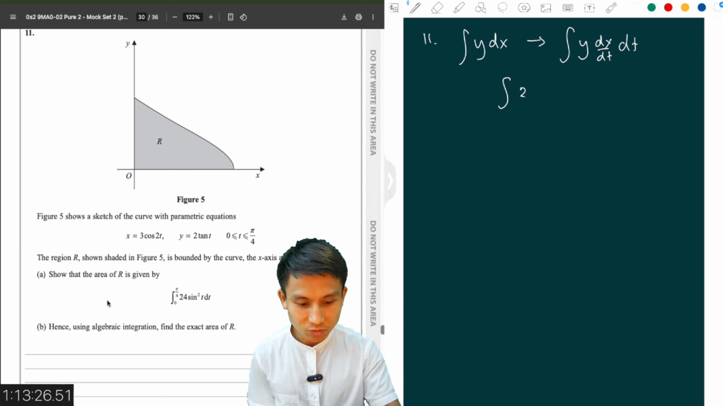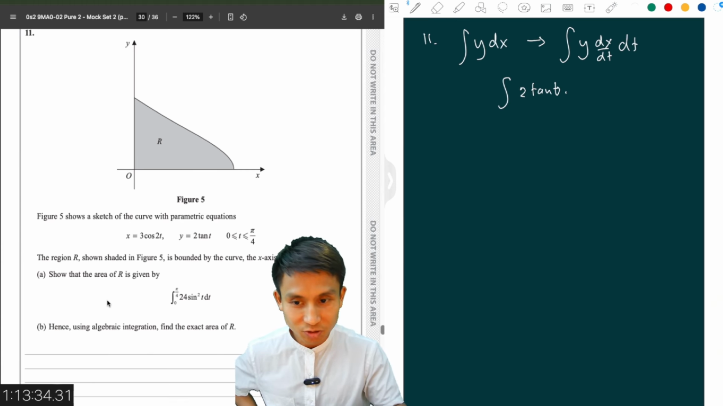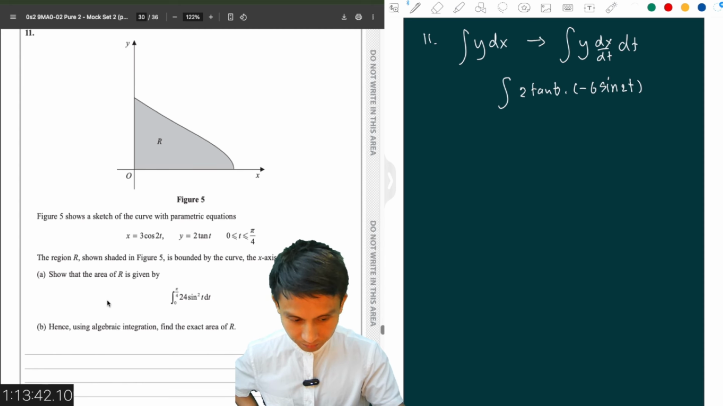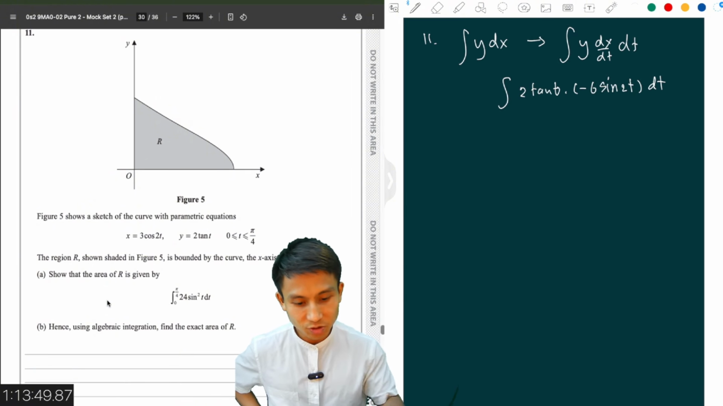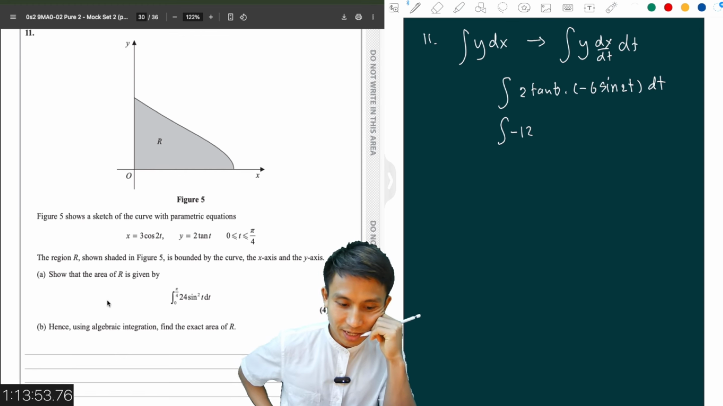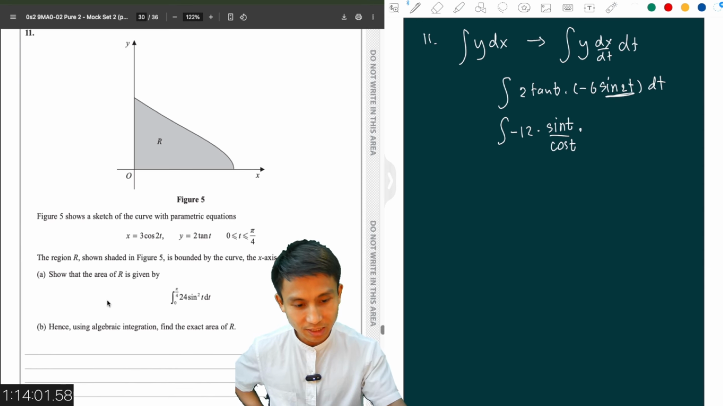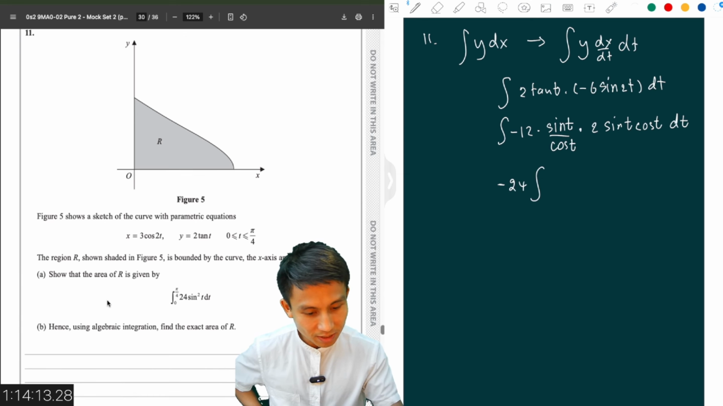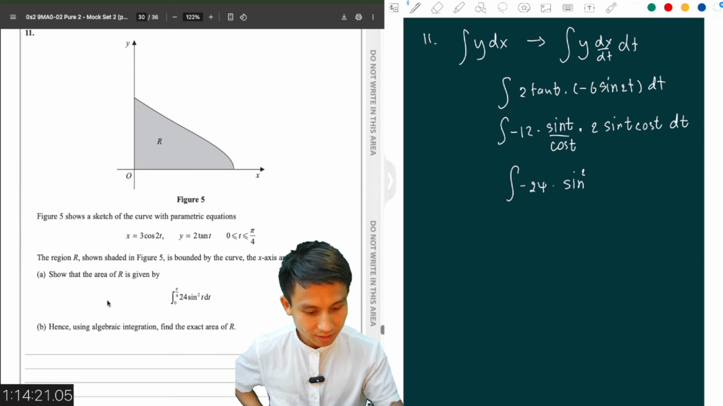So that's y, which is 2 tan t, times dx by dt. Differentiating cos 2t, we get a minus sign, and then the chain rule on the 2t, so you get minus 6 sine 2t, and this is dt, of course. Let's simplify this first and put the bounds later. So this is minus 12. Tan t is sine t over cos t, and sine 2t is 2 sine t cos t. If I simplify everything, the sine and cos cancel, and I get minus 24 integral of sine squared t dt.